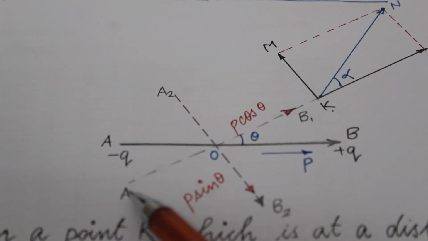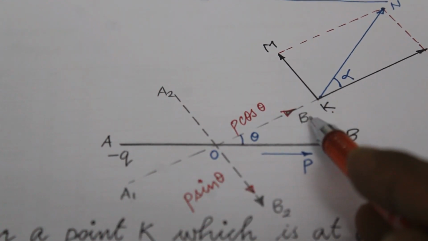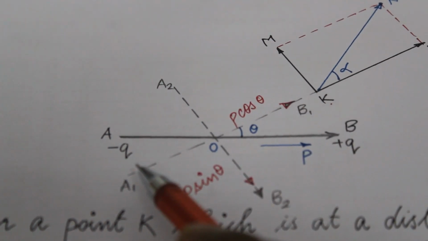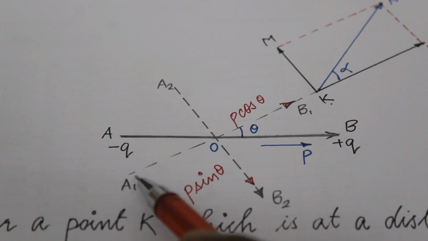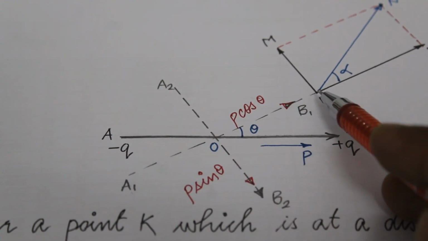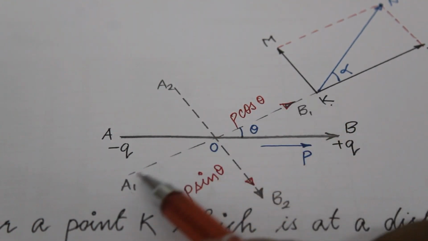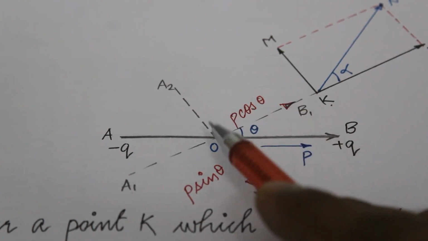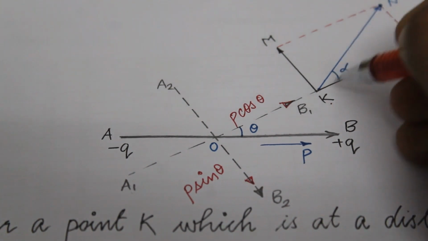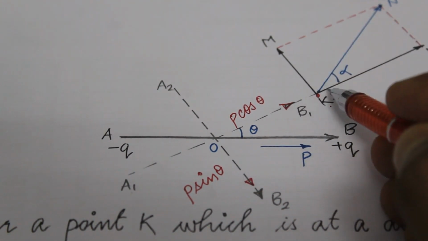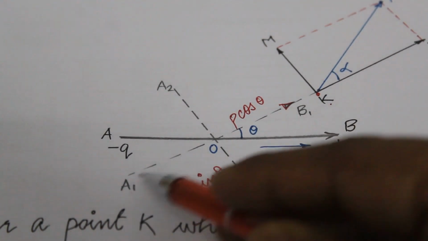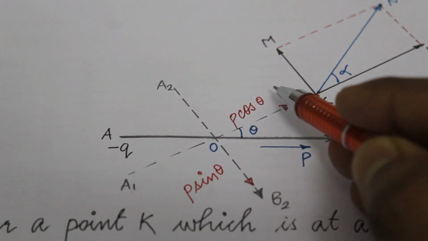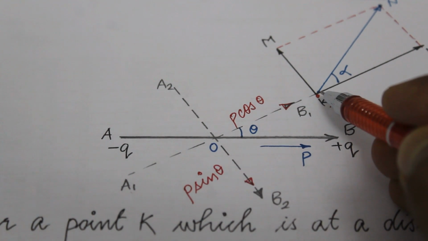It can be assumed that there is a dipole A1B1 whose dipole moment is P cos theta. As you can see clearly in the diagram, this point K is on the axial line of this dipole A1B1 whose dipole moment is P cos theta. So this point lies on the axial line.